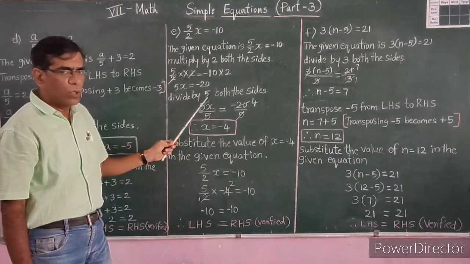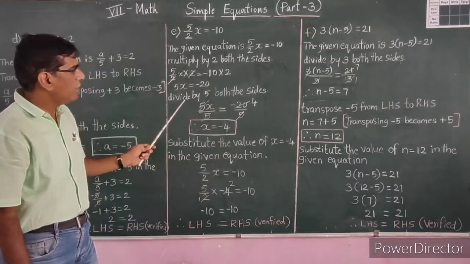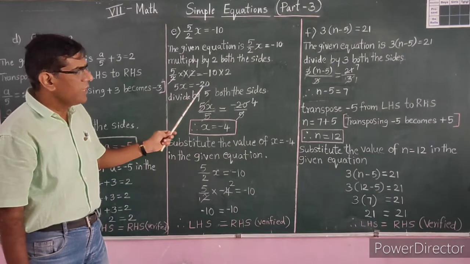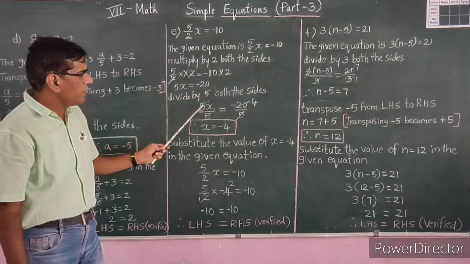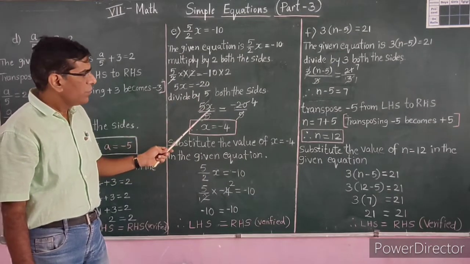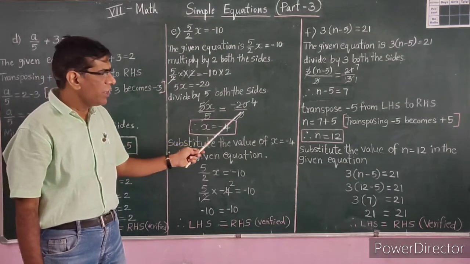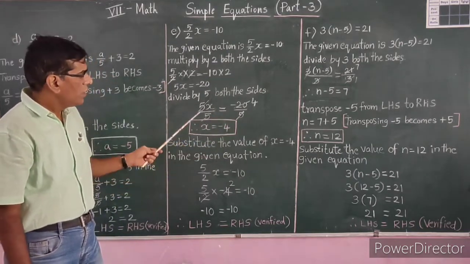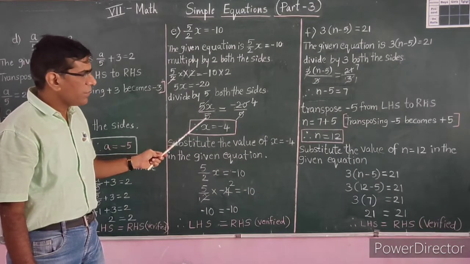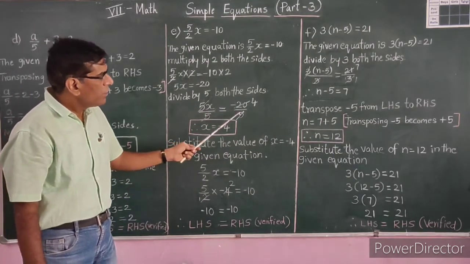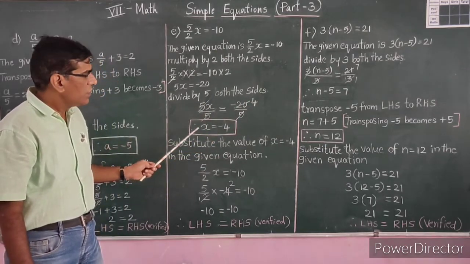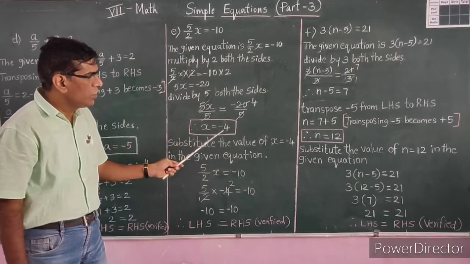Divide by 5 both the sides, left side and the right side. 5x divided by 5 is equal to minus 20 divided by 5. Here 5 ones are 5, 5 fours are 20. Now the value of x is minus 4. X is equal to minus 4.